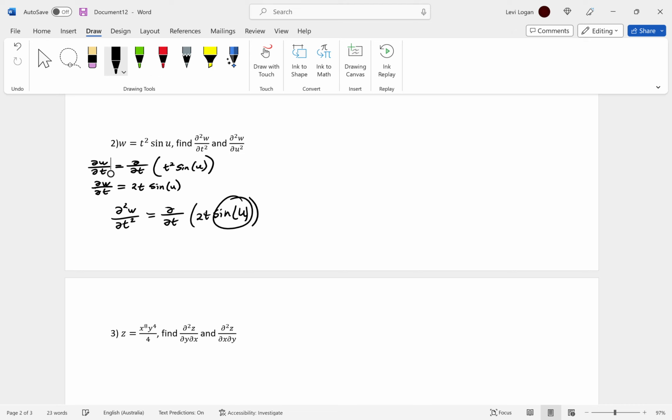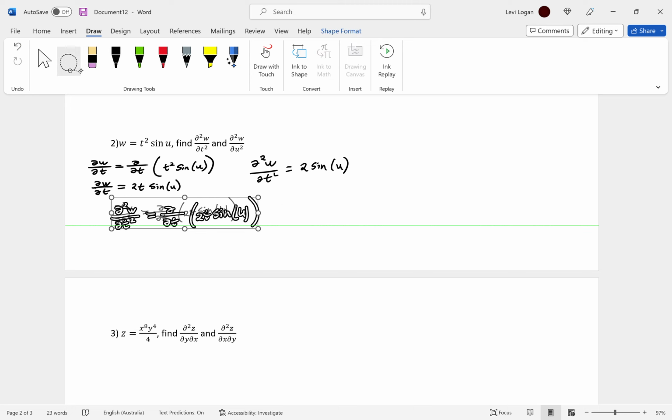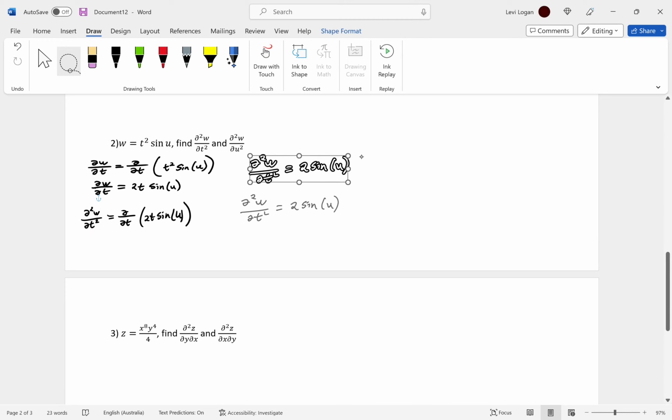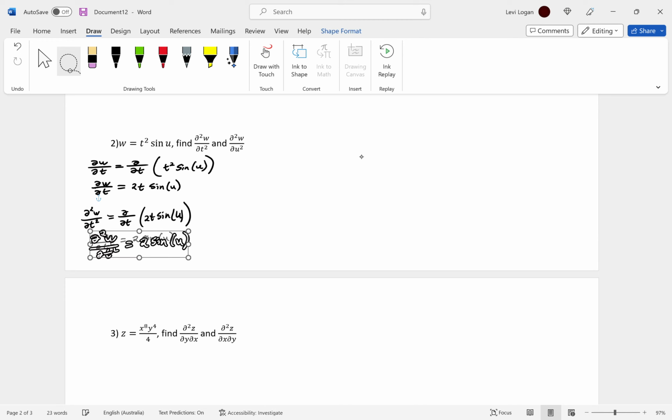Treat this whole thing as a constant, okay? Differentiating 2t, that just turns to 2. So this whole thing here is going to be just 2 sine u. Boom. That is the first half of the question done. So we found the second partial derivative with respect to t. Okay, so that one's done.